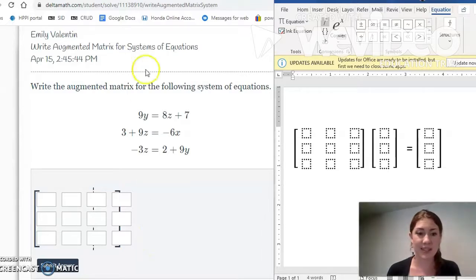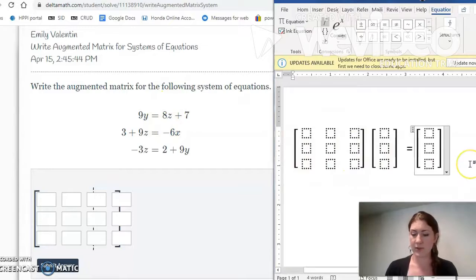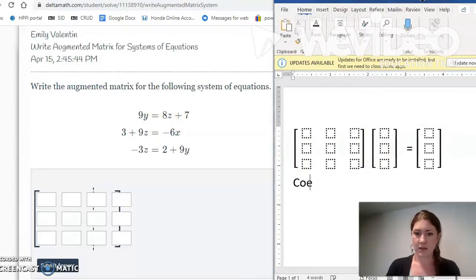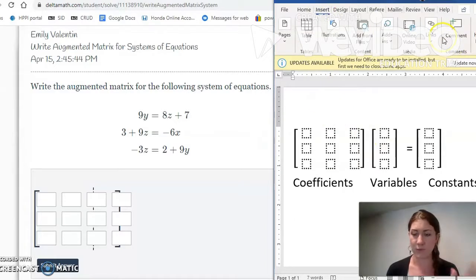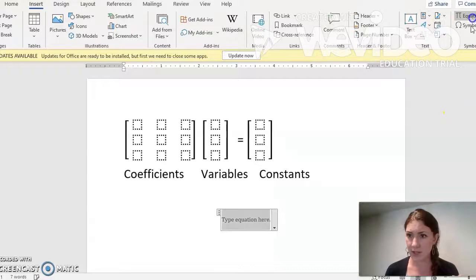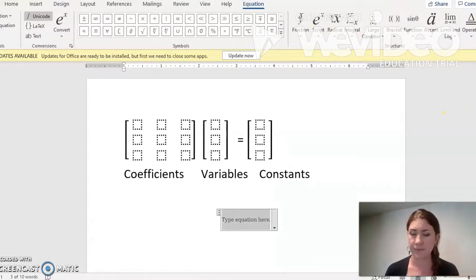Okay, so these next set of problems are about writing augmented matrices to come up with a system. So remember with the augmented matrices, I went ahead and set it up here. The first matrix is for the coefficients. Okay. The second matrix is for the variables, and the last one is for the constants. So the problem with our equations here is that we don't really have them in that format yet. So I'm going to go ahead and put in another equation here.